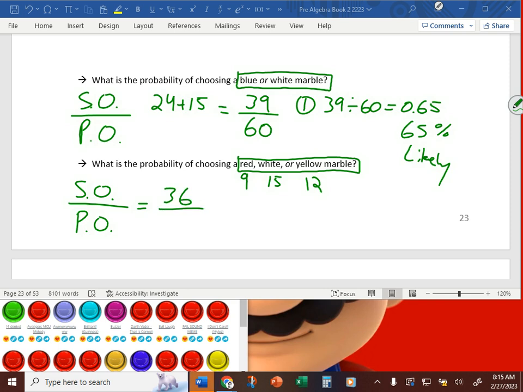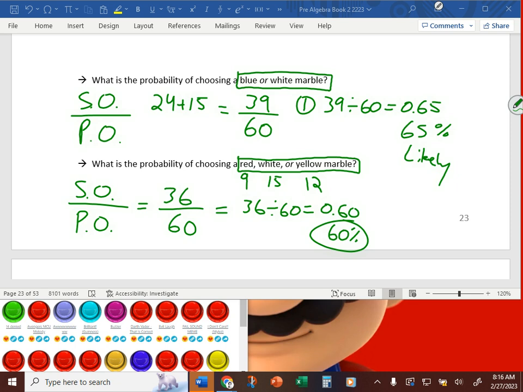36 are successful. 9 plus 15 plus 12. There's still 60 marbles in the bag. There's your fraction. 36 divided by 60 gives you 0.6, which of course to the nearest hundredth is 0.60, or 60% chance. Likely or not likely to happen? Likely. Okay, a little bit better than a 50-50 chance. Questions, comments, concerns, complaints, congratulations, or criticisms on this?